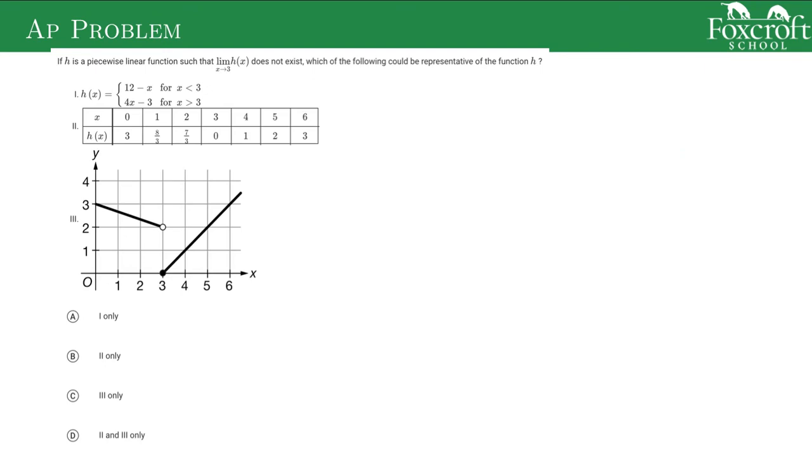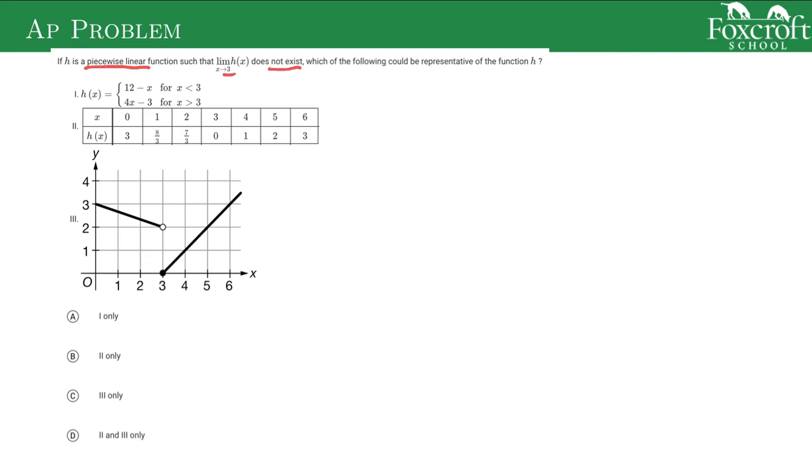All right, and one more. All right, h is a piecewise linear function such that the limit at 3 does not exist. Which of the following could be representative of the function h? So one thing, make sure you read it carefully. It's a piecewise linear function. All right, so they're made up of straight lines. All right, we're looking for the limit does not exist at 3.